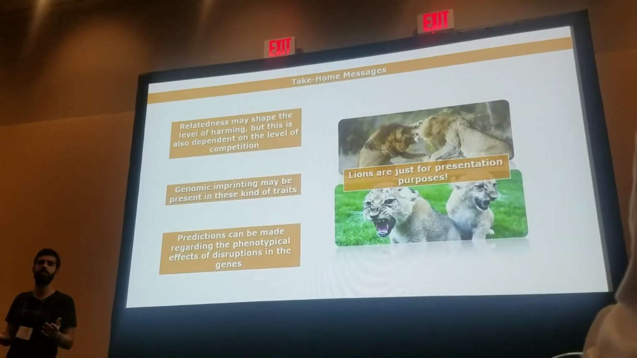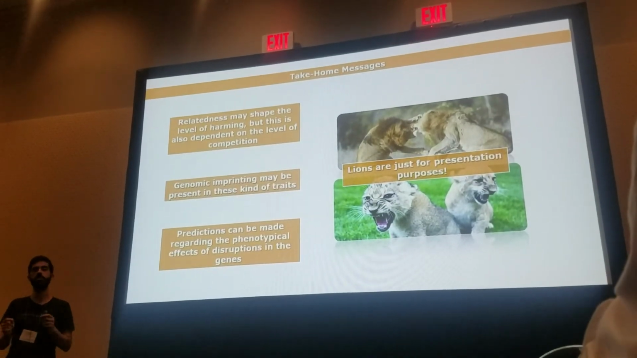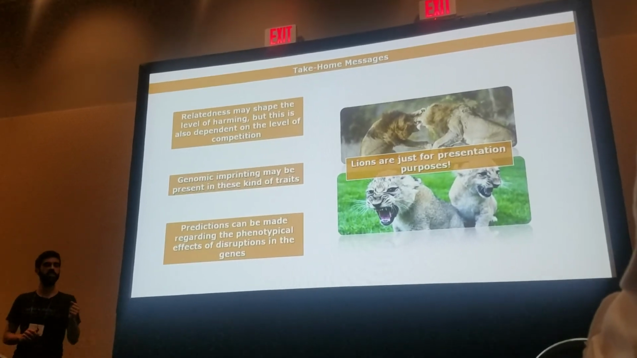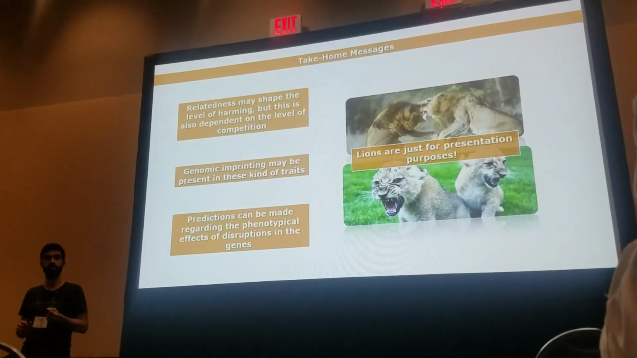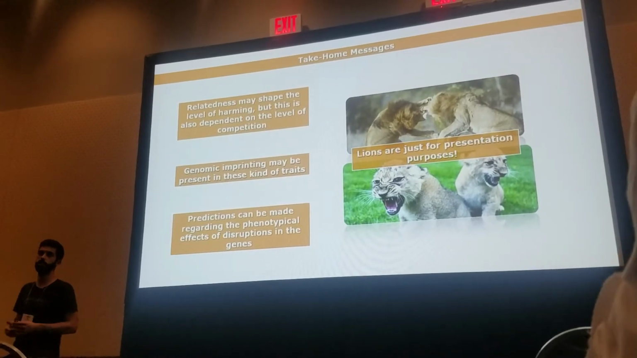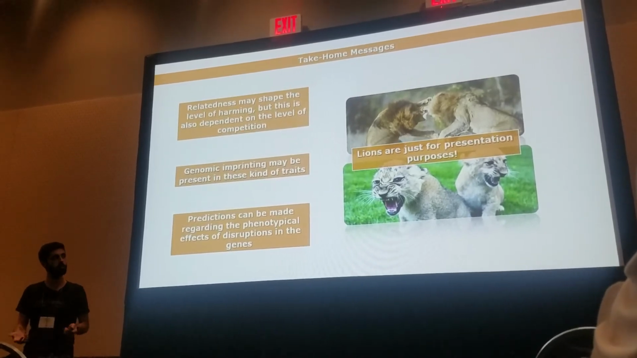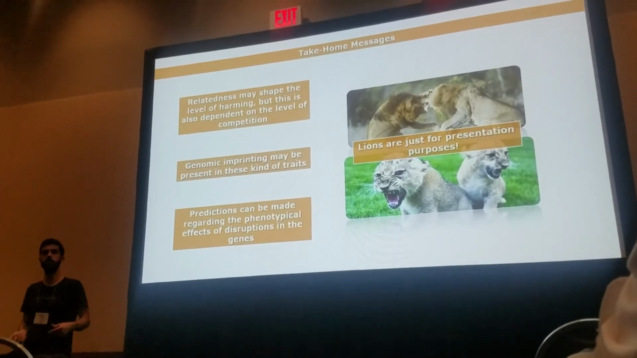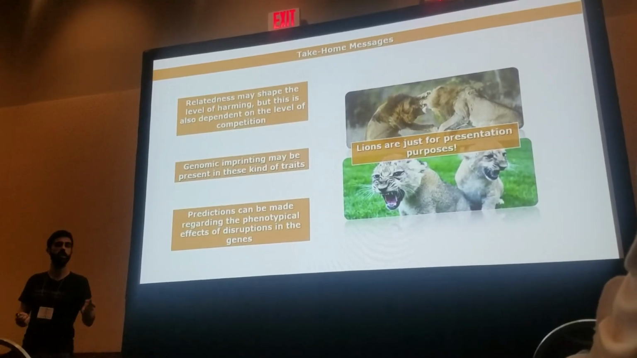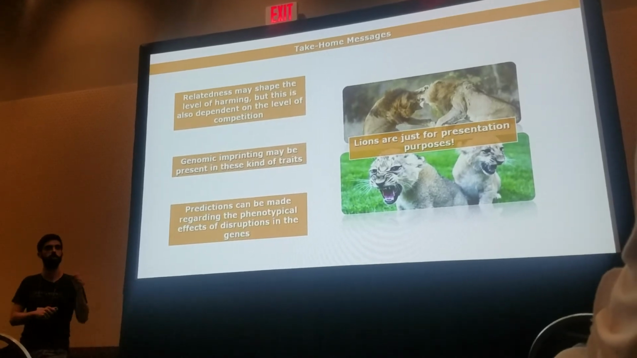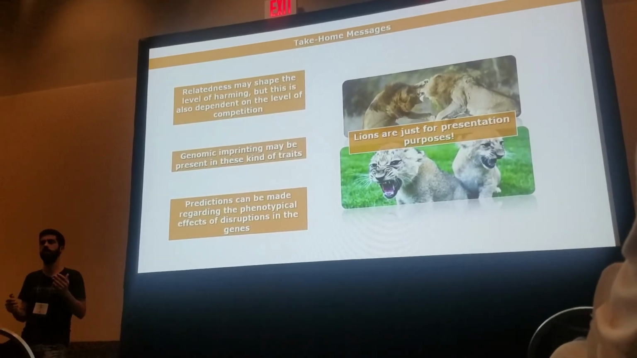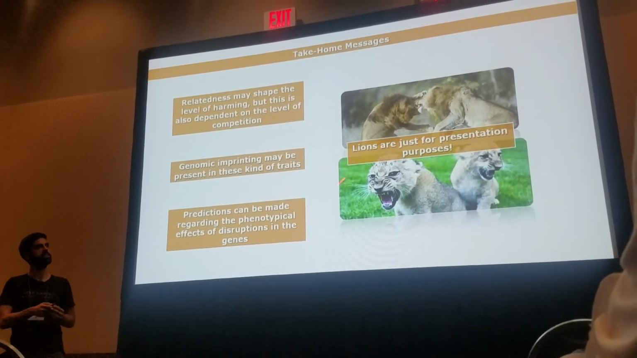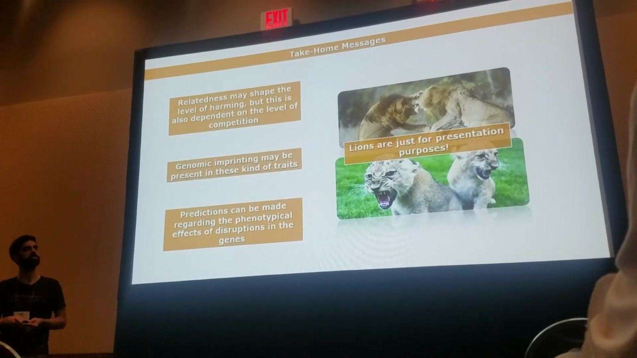So the take-home message is that indeed relatedness can change how sexual conflict acts between females and males, but this is more likely to occur when there is sex biased dispersal. One consequence of sex biased dispersal is that intergenomic conflicts might be present, and in those circumstances, these might lead to genomic imprinting. If genomic imprinting is present, we can make predictions about how changes in the genome will affect the phenotype of the individuals, and this allows us to understand if genomic imprinting is present or not. Again, if you arrive late, lions are here just for presentation purposes.